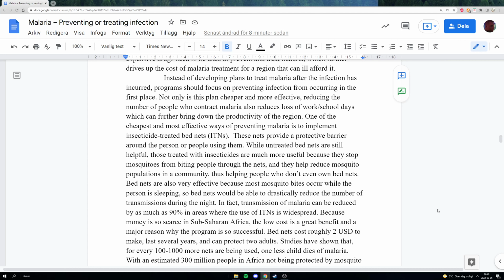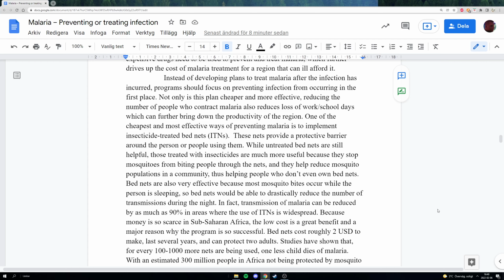These nets provide a protective barrier around the person or people using them. While untreated bed nets are still helpful, those treated with insecticides are much more useful because they stop mosquitoes from biting people through the nets, and they help reduce mosquito populations in a community, thus helping people who don't even own bed nets. Bed nets are also very effective because most mosquito bites occur while the person is sleeping. So bed nets would be able to drastically reduce the number of transmissions during the night. In fact, transmission of malaria can be reduced by as much as 90% in areas where the use of ITNs is widespread.